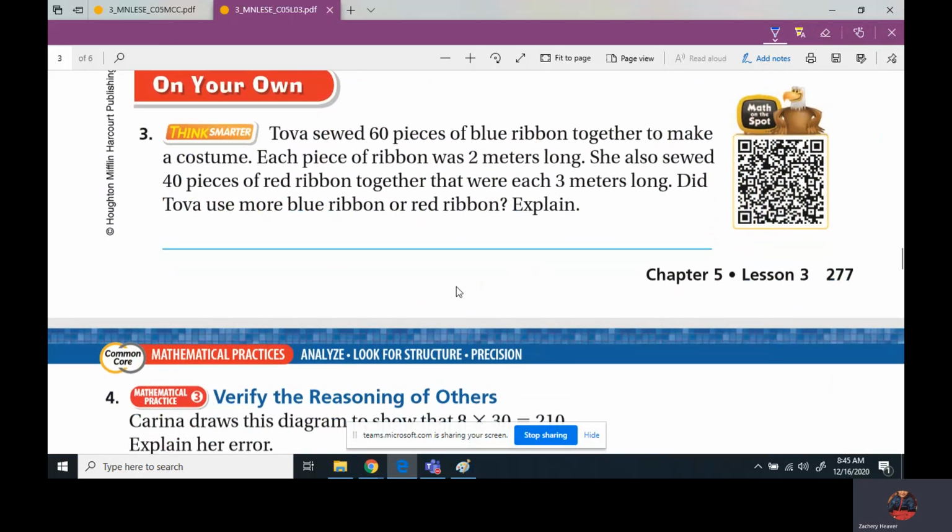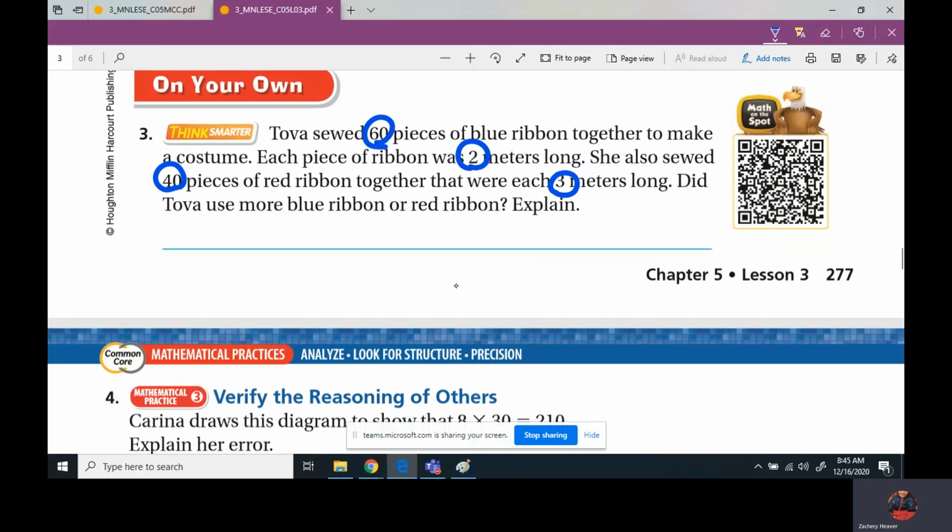The Think Smarter question. Tova sewed 60 pieces of blue ribbon together to make a costume. Each piece of ribbon was 2 meters long. She also sewed 40 pieces of red ribbon together that were 3 meters long. So 60 of blue and 40 of red. Did Tova use more blue ribbon or red ribbon?